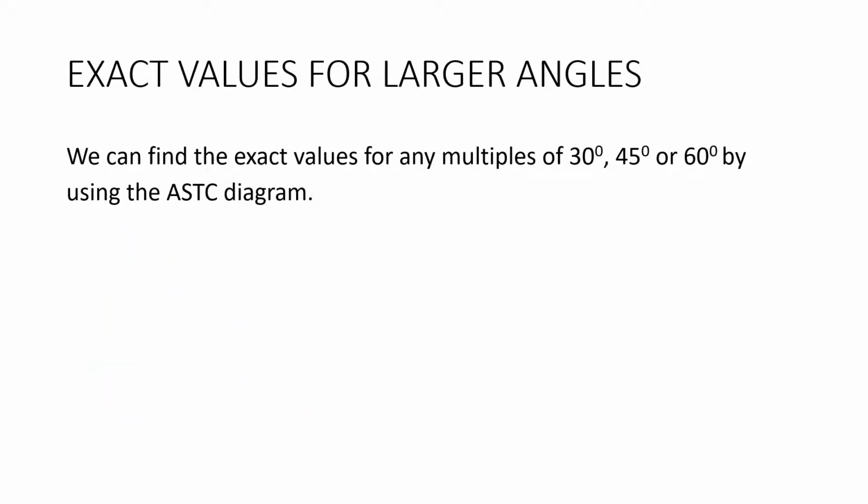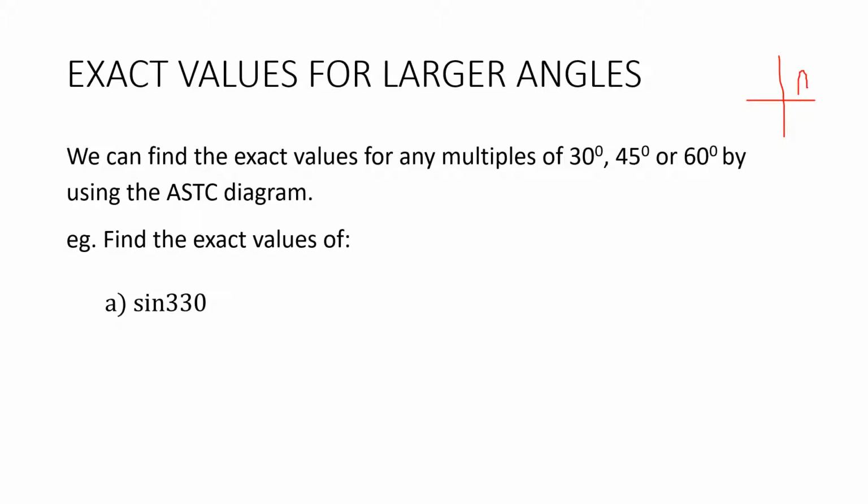We can find the exact values for any multiples of 30, 45, or 60 by using the all stations to central diagram. Do you remember that? So let's say we want to find the exact value of sine 330. We've got to think about which quadrant that's in. It's going to be in that 4th quadrant. So let's just draw that up. I've got all stations to central. And it's going to be down in here. And that's the 360 minus theta quadrant.